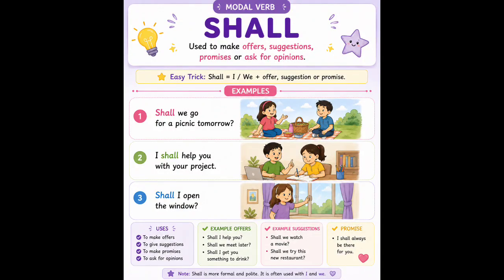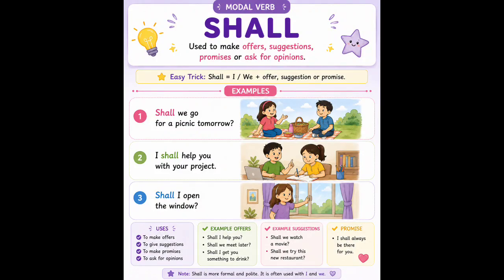Shall is used for offers, giving suggestions, making a polite future action. For example, shall we go out for lunch? मतलब क्या हम लंच के लिए बाहर चलें? Let me give you more examples. Shall I help you? Shall we start the class? Shall we dance?